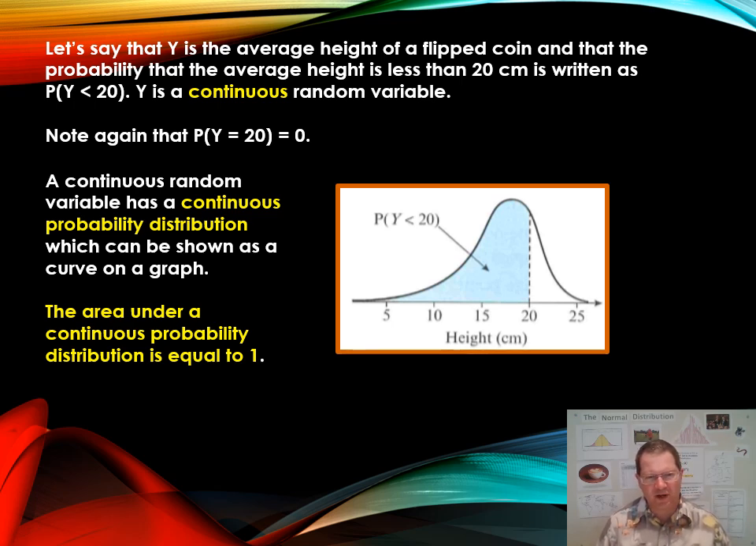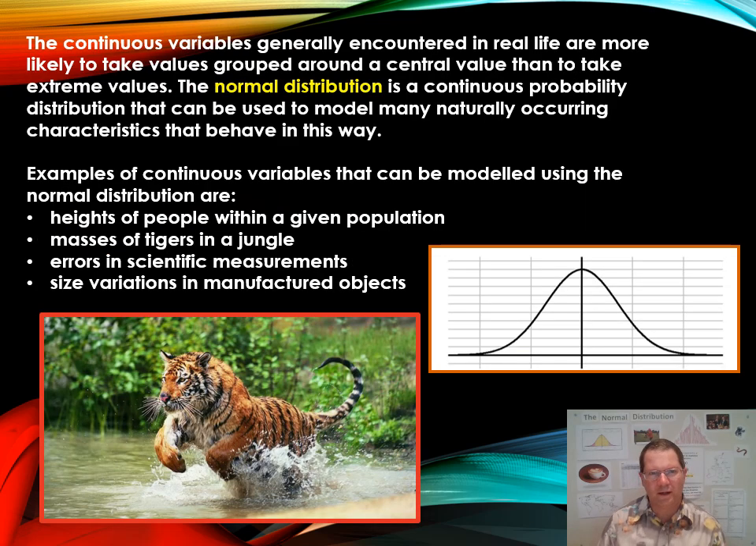So a continuous random variable has a continuous probability distribution, which can be shown as a curve on a graph, and the area under a continuous probability distribution is equal to 1. The continuous variables generally encountered in real life are more likely to take values grouped around a central value than to take extreme values. The normal distribution is a continuous probability distribution that can be used to model many naturally occurring characteristics that behave in this way.